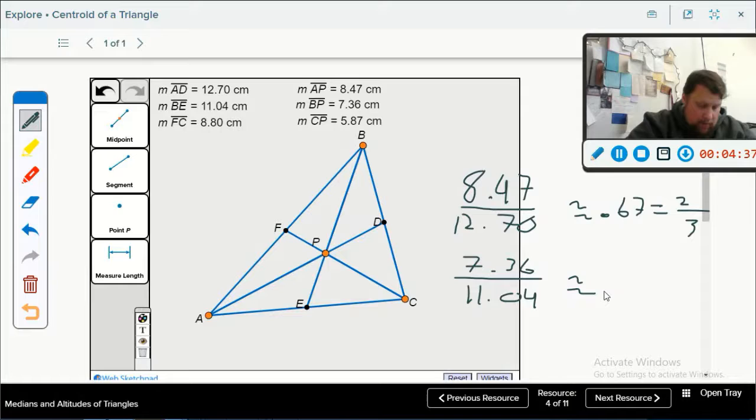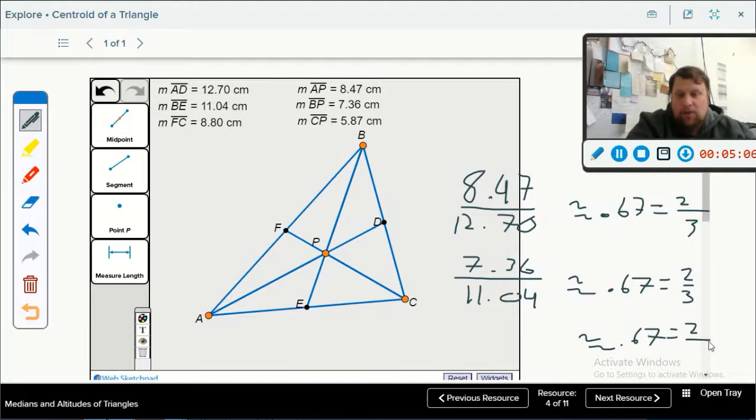0.36 divided by 11.04. Guess what that equals? Approximately 0.67, or more exactly, 2/3. Can anybody guess what the last ratio is going to be? Yeah, if I take 5.87 and divide it by 8.8, I get 0.67, which is 2/3. So what we find is the ratio of the distance from the vertex to the centroid divided by the median is 2/3 every time.